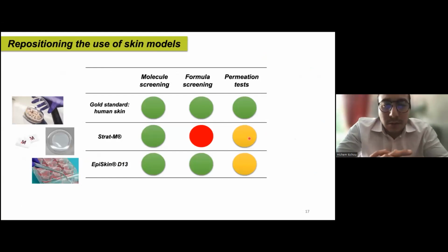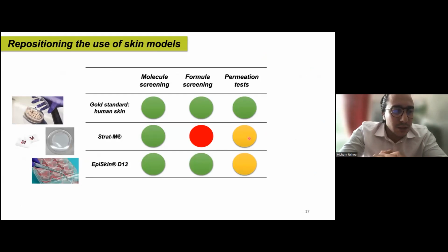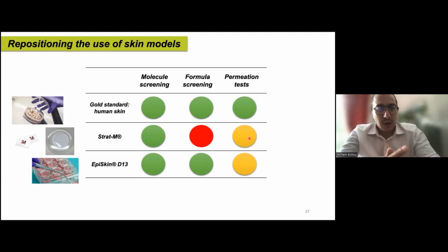So based on these results, we can redefine the application of different skin models. The Strat-M models are suitable for screening molecules as their permeability values closely resemble those of human skin, making them a cost-effective option. EP skin, however, could be an effective model for screening both molecules and formulations, offering higher permeability compared to skin. So you have to take into account these differences in permeability values.